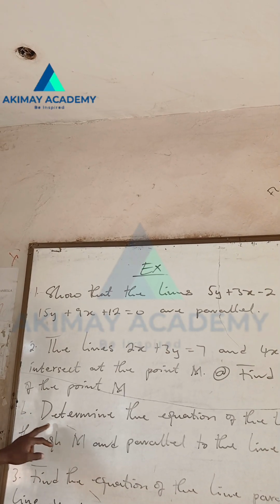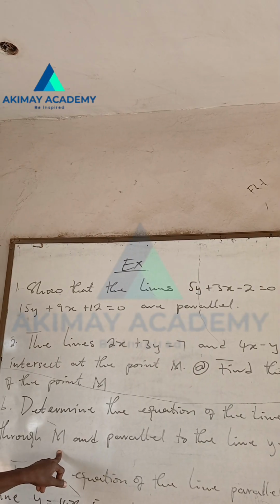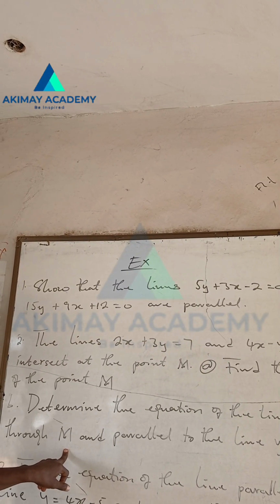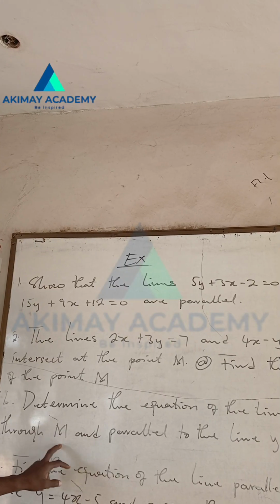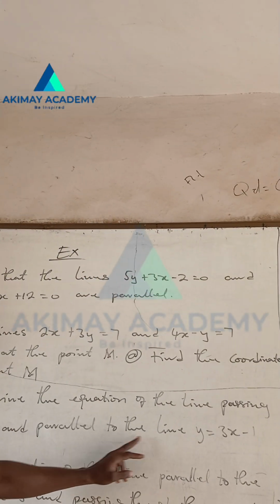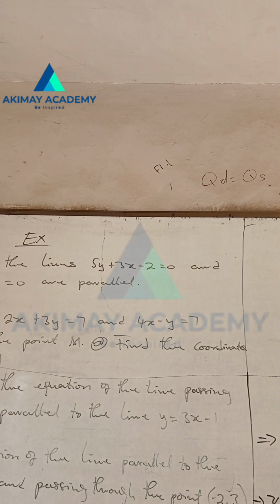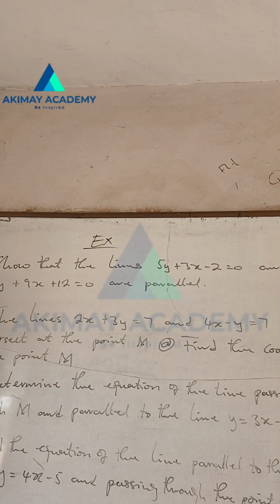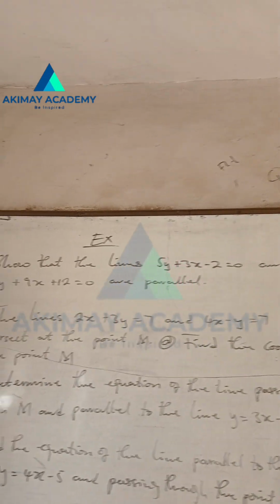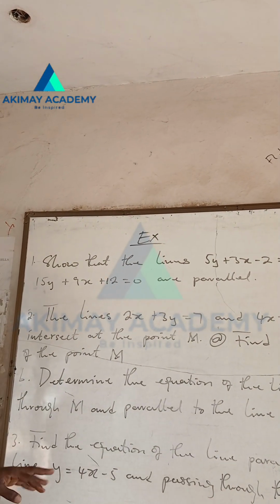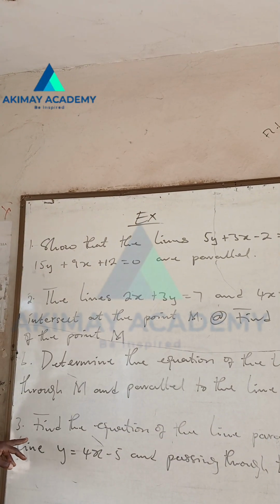Then the B, we are determining the equation of the line passing through M. So after finding the coordinates of the point M, you have to find the equation of the line passing through the point M, which is parallel to the line y equals 3x minus 1. Okay, so the line is parallel to this one, and I hope from what we have done so far, you can understand this particular problem and solve it nicely.